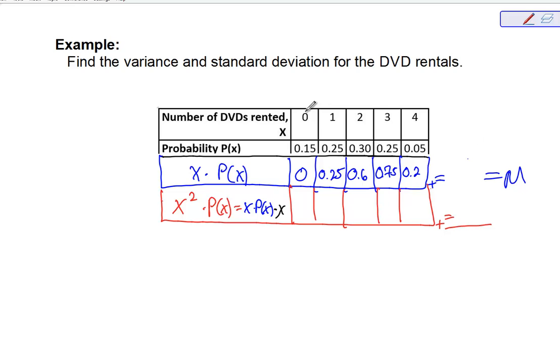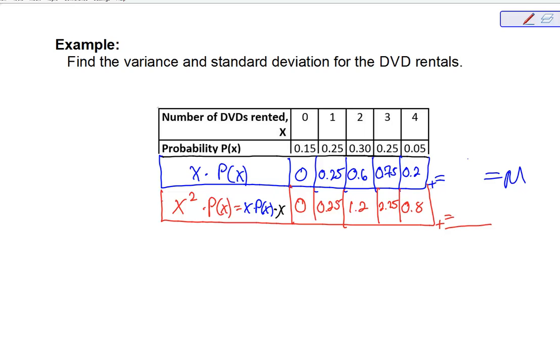Then I can either take 0 times 0 and multiply it by 15 hundredths, which gives me a 0. 1 times 1 is 1 times 25 hundredths gives me 25 hundredths. 2 times 2 is 4 times 3 tenths will give me 1.2. 3 times 3 is 9 times 25 hundredths will give me 2.25. 4 times 4 is 16 times 5 hundredths will give me 0.8.